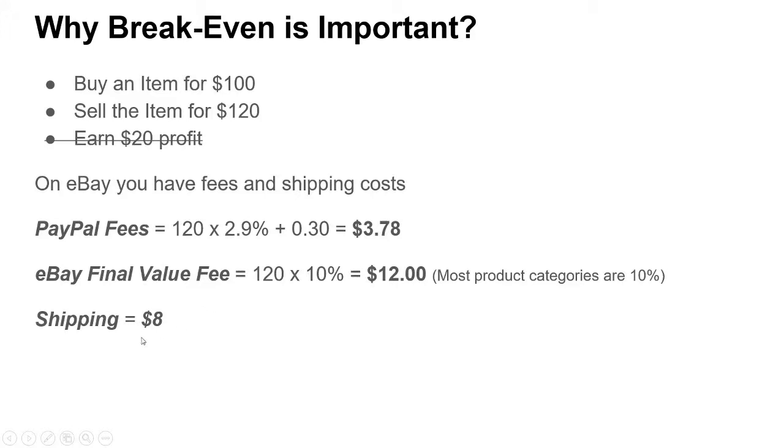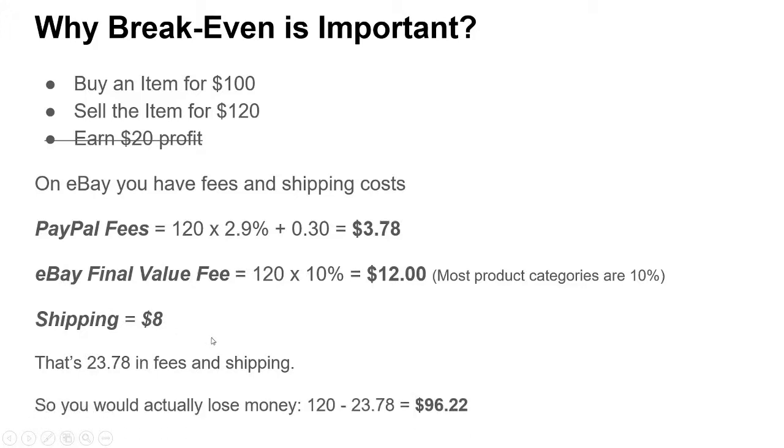Then if you have a cost of shipping, in this case let's say $8, then your total in fees and shipping would be the total of these three numbers, which is $23.78. Which means you would actually lose money, because you're being paid $120, but they're subtracting $23.78 in fees and shipping, which means in actuality you will only be paid $96.22 after having spent $100 to buy the item, right? So in this case, you actually would lose a few dollars.